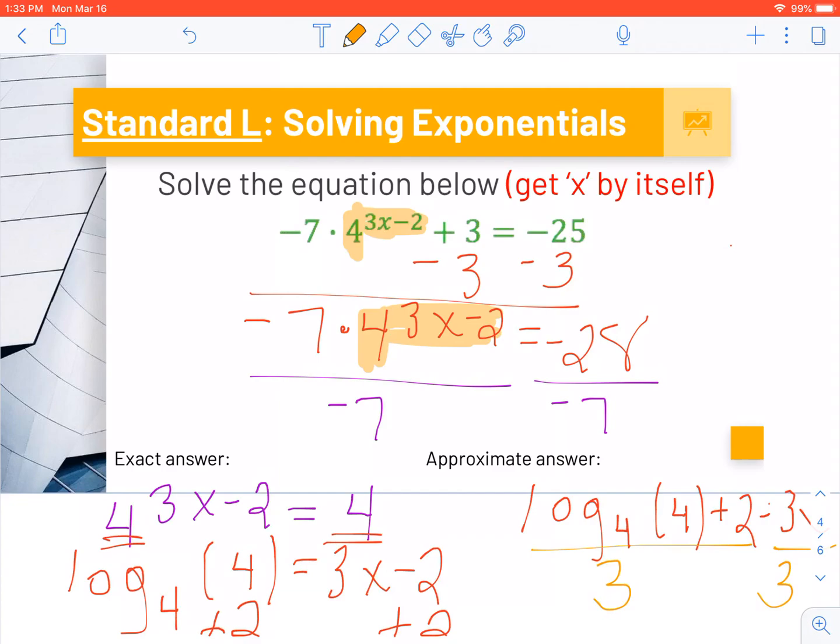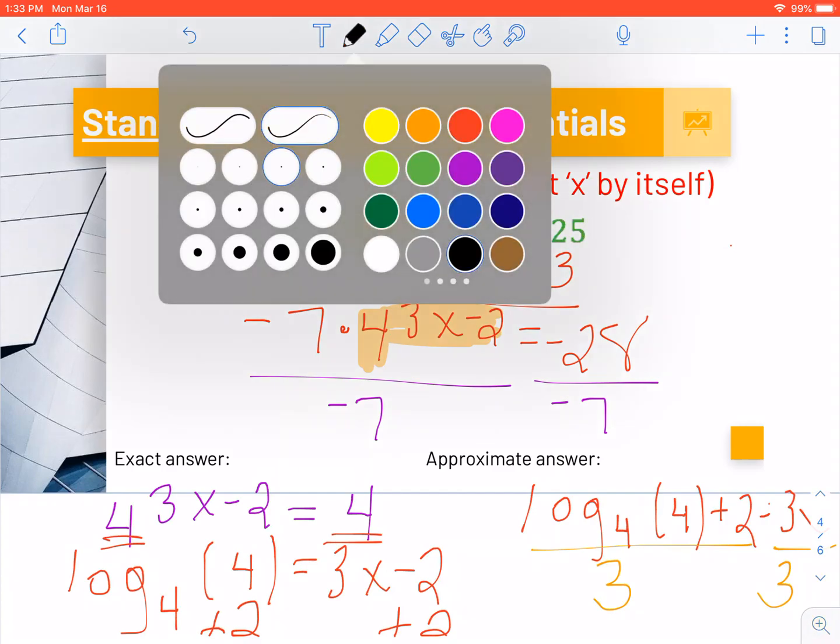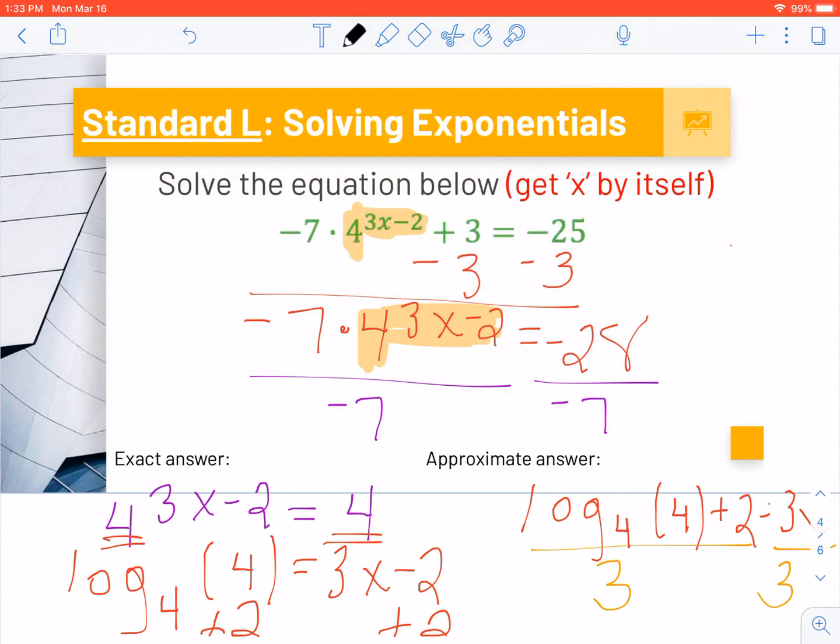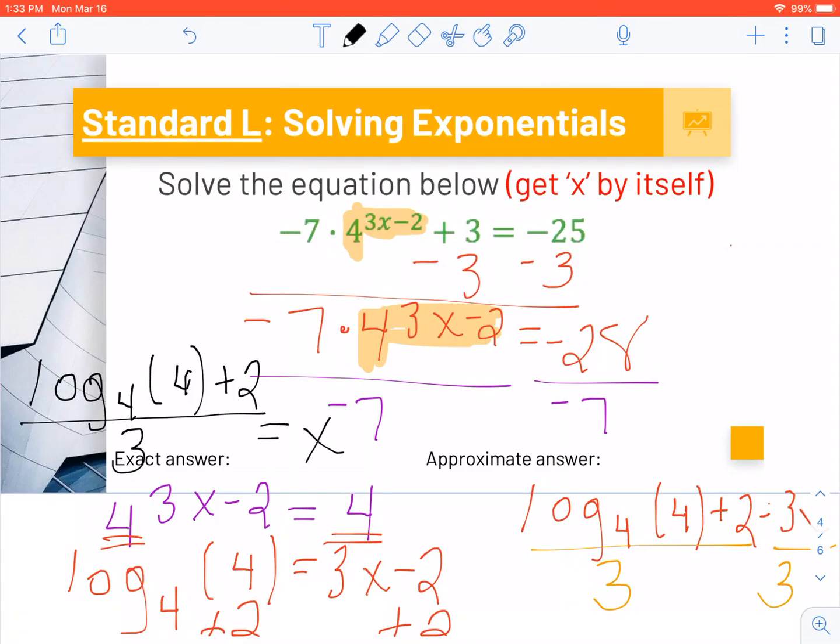For my exact answer, I'm going to change my color one more time. It should be log base 4 of 4 plus 2, divided by 3, equals x. That's our exact answer. It's not rounded at all. Now, luckily, I know that log base 4 of 4, you have to put that in your calculator, is 1. 1 plus 2 is 3. 3 divided by 3 is 1. So my approximate answer is just going to be x equals 1, which is a nice, pretty whole number.